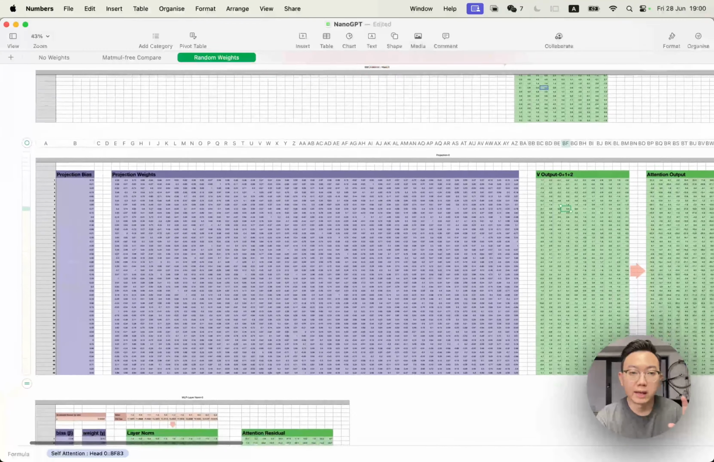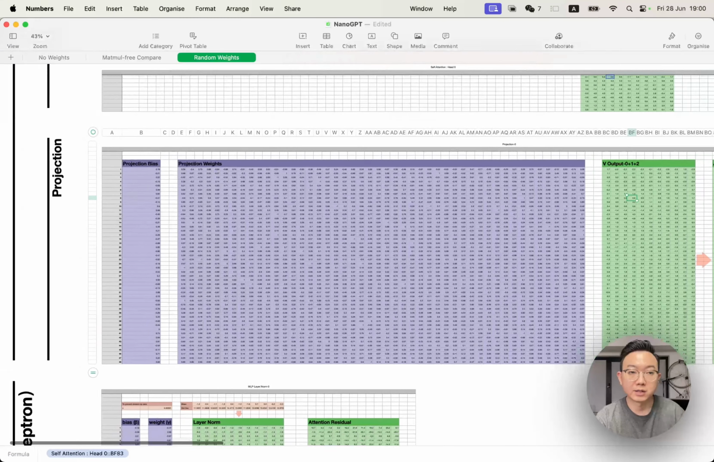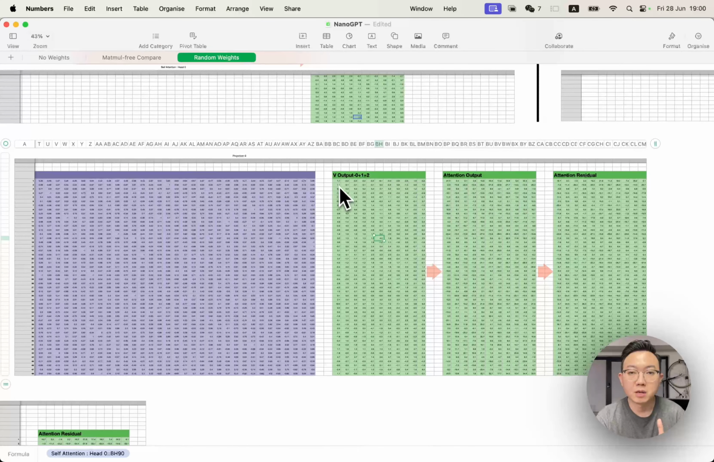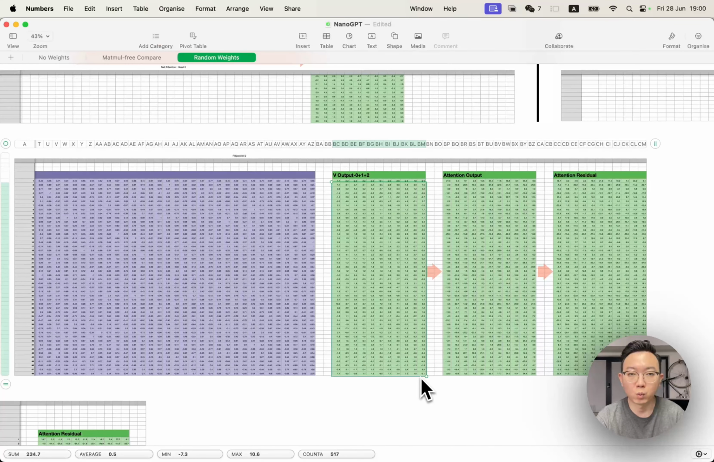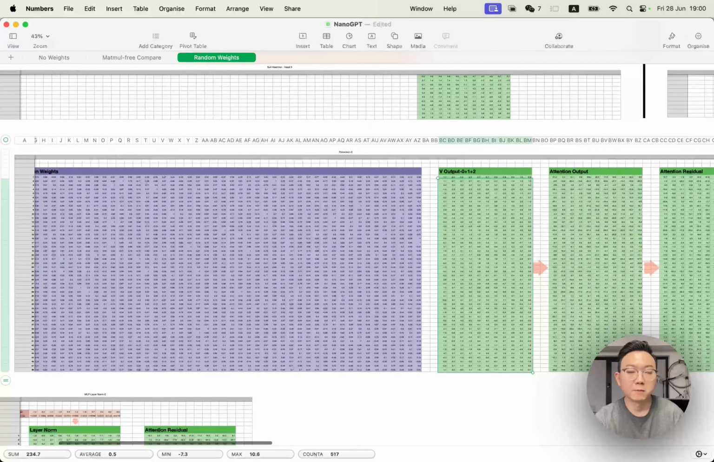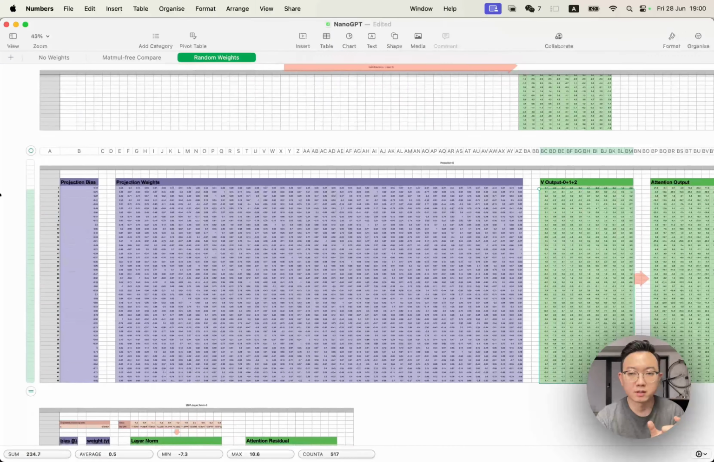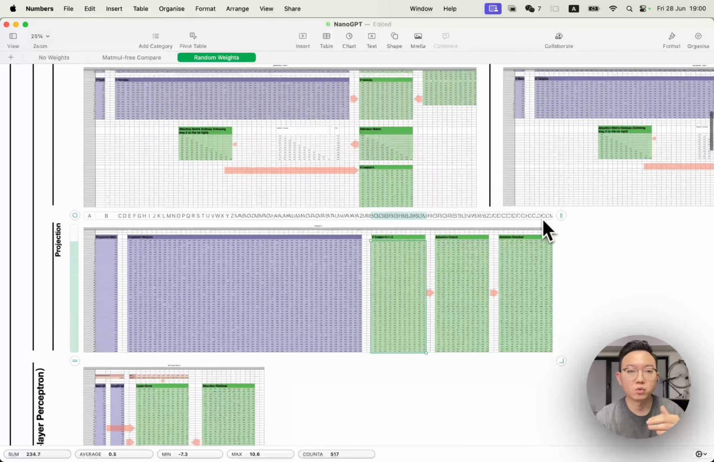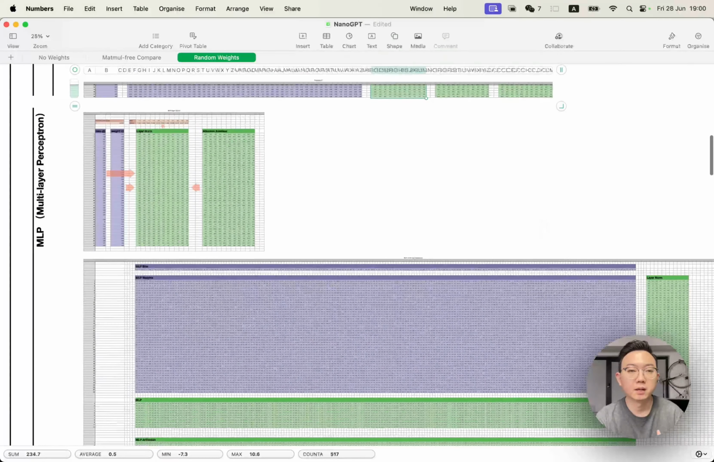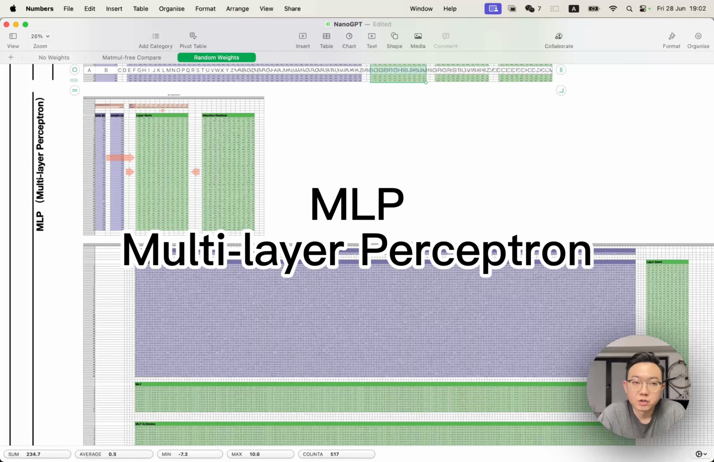So then you enter the next stage, which is projection. And in this stage, it's being processed in a slightly simpler fashion. I don't really know what's going on mathematically, but it's just one of the processes that's being used to refine the previous results, almost like polishing them. And moving on to the next section is the multilayer perceptron section.